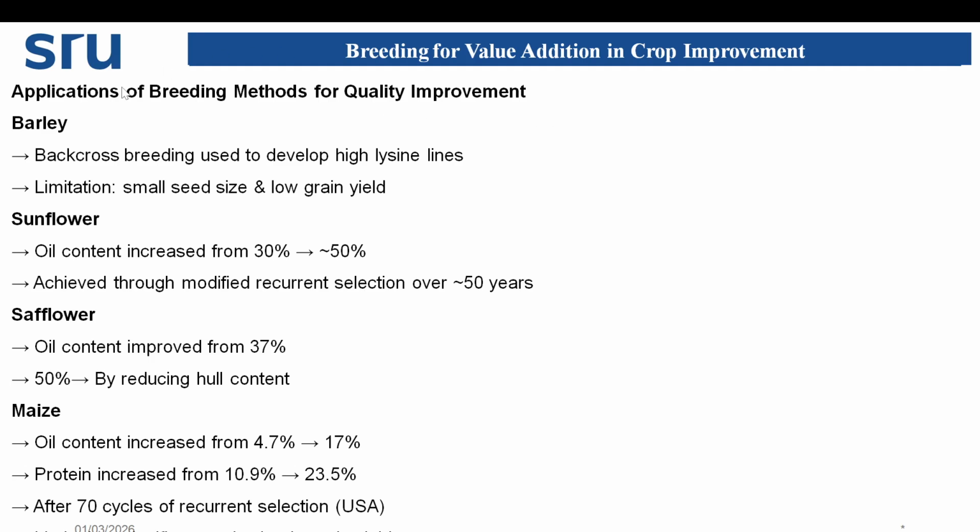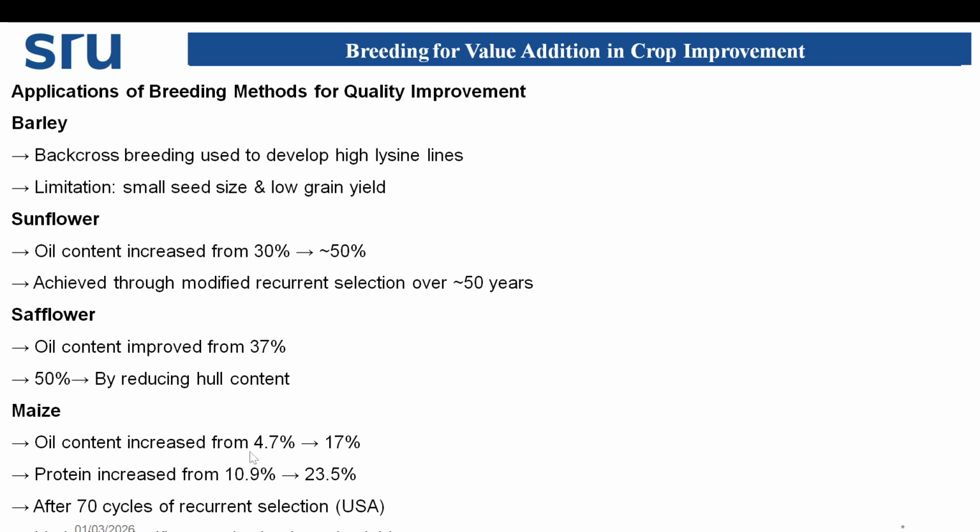Crop-wise, we will see first barley. Backcross breeding was used to develop high lysine lines. Limitations: small seed size and low grain yield. Then sunflower. Oil content increased from 30 to approximately 50%, achieved through modified recurrent selection. Safflower. Oil content improved from 37% to 50% by reducing the hull content.